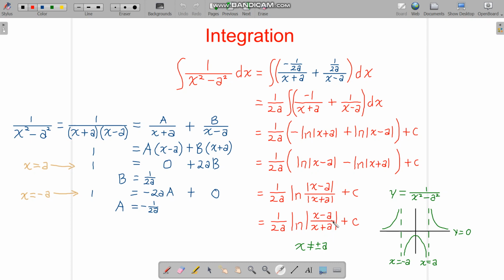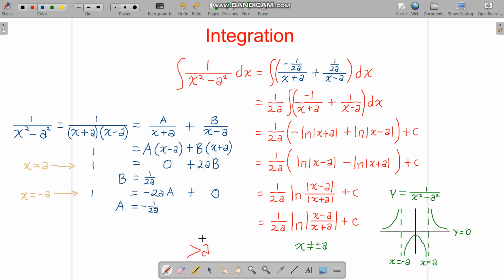That's it. So this is the graph of 1 over x squared minus a squared. So as you can see, we have vertical asymptotes at plus minus a. So we have a restriction. If you want to use this formula, the x cannot be plus or minus a. Now in your MF19, it says the restriction is x is bigger than a, right?